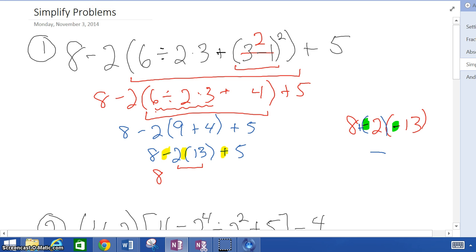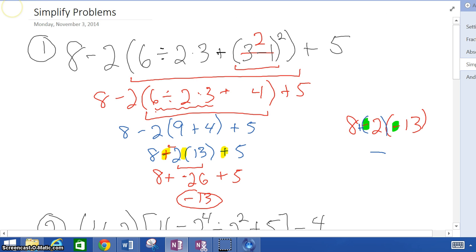Same thing in the problem that we're working on. If I want to multiply by a negative 2, I would change this sign to a plus and write a little negative sign up there. That means it's 8 plus a negative 26, which you can write as 8 minus 26, it doesn't matter, plus the 5. Since I have just addition left, I go in order from left to right. 8 plus a negative 26 is a negative 18. And then negative 18 plus 5 is a negative 13.